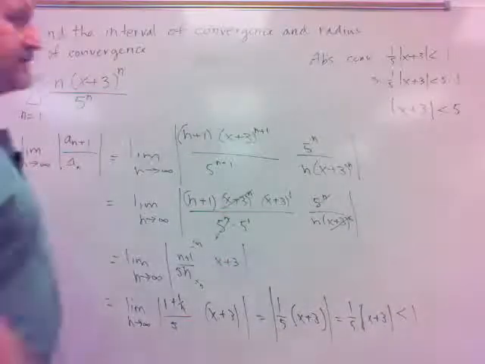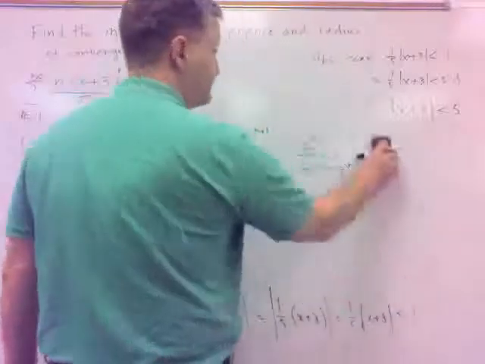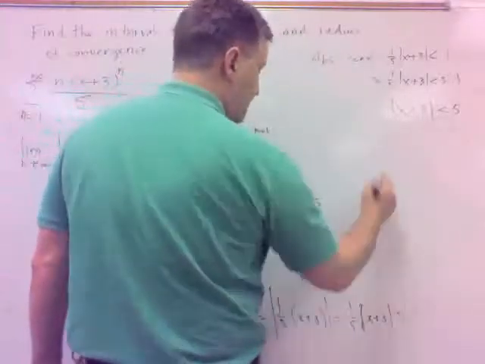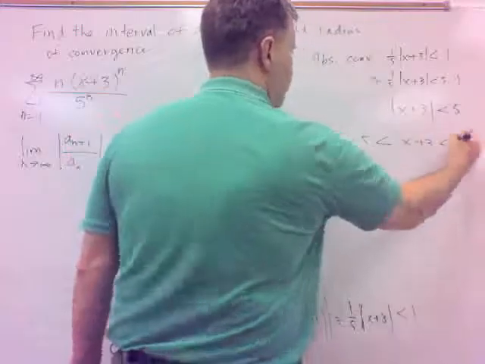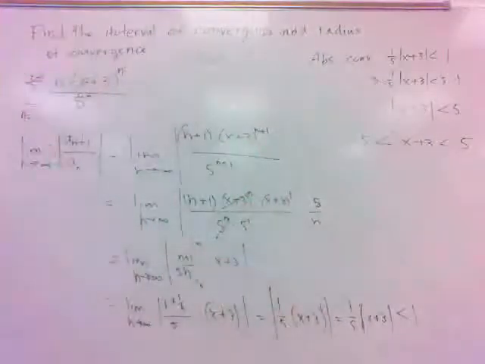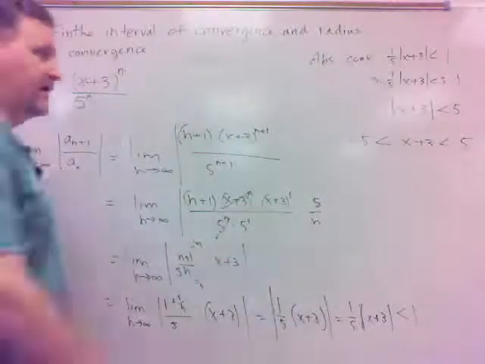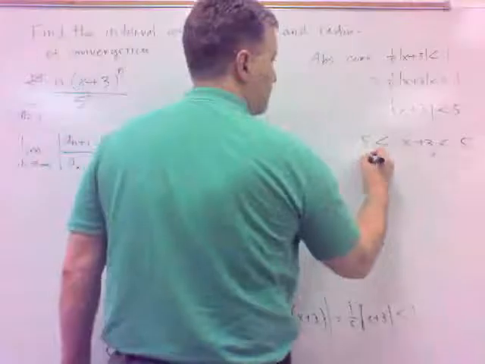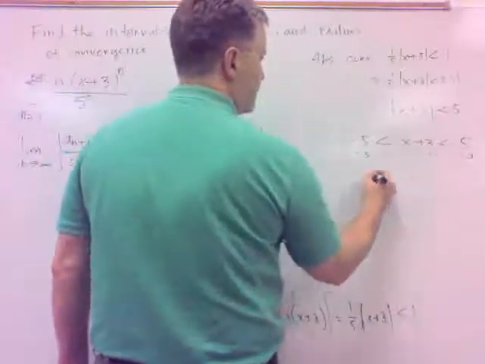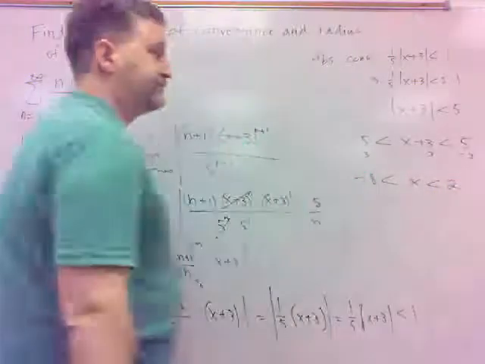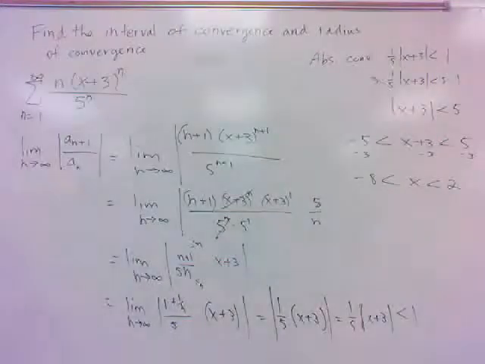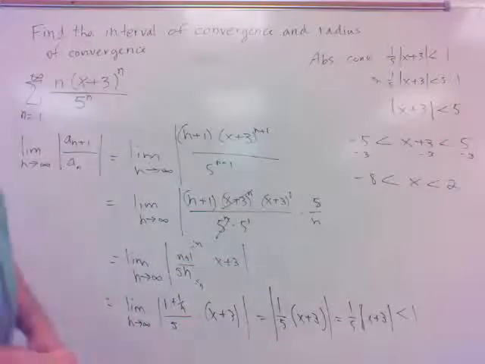Which means if I trap that between positive 5 and negative 5, then I can go ahead and solve it all the way for x. Just subtract the 3. And so I have negative 8 is less than x is less than 2, which is basically the interval.